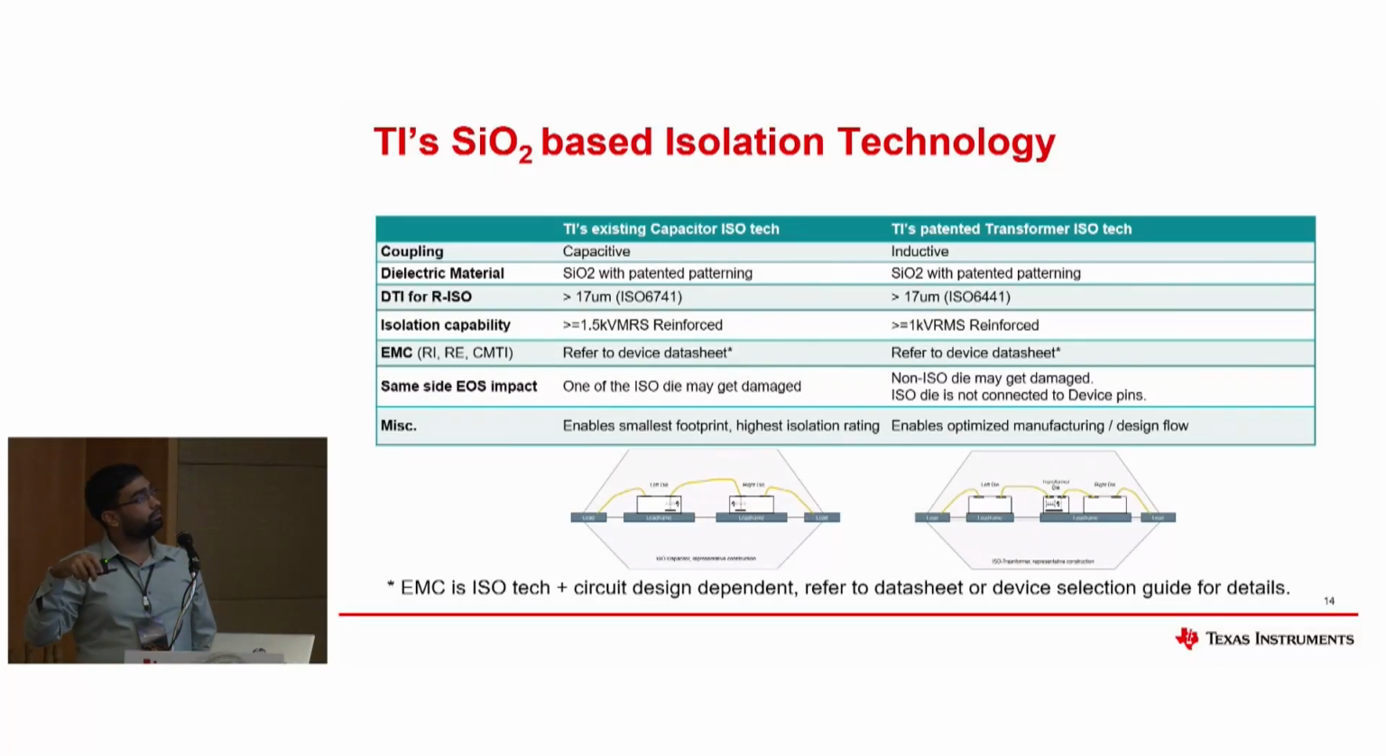EMC, when I say EMC, mostly radiated emission, radiated immunity, the CMTI, the conducted emissions. With the new transformer-based technology, we are seeing very promising results in EMC for emissions and immunity, where we have passing results for CISPR 32 with almost noise floor from 30 megahertz to 1 gigahertz. And same goes for the immunity, where we pass 30 volts per meter without any sweat. The DTI, which means the distance between high voltage caps, and here the inductor coil 1 and coil 2, is 17 micrometer.